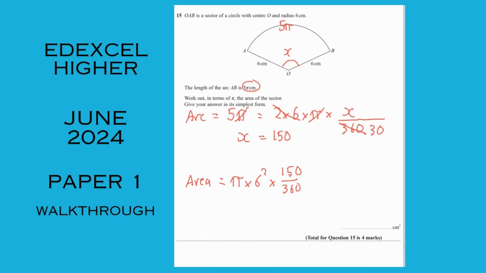So we can, but they've given us really nice numbers here. The zeros cancel, divide top and bottom by 10. And then look what we've got here. We've got 6 squared, that's 36 on top, 36 on the bottom. They too will cancel out, leaving us with just 15 pi centimeters squared.